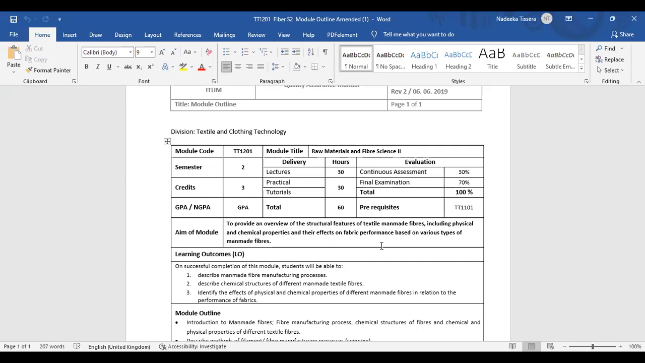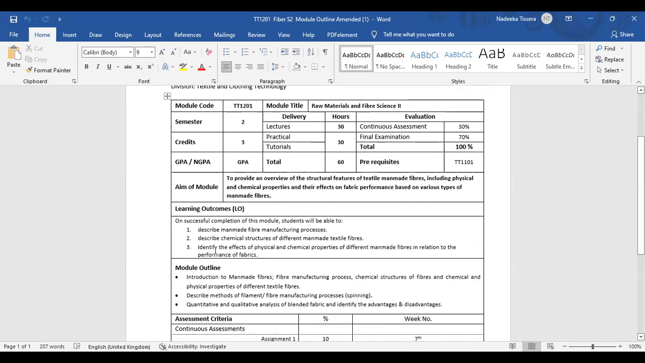And also, we have listed 3 outcomes from this module. At the completion of this module, you need to be able to describe a man-made manufacturing process. So I will discuss everything about the man-made fiber manufacturing processes. During your assessment time, you should have the knowledge to describe man-made fiber manufacturing processes.